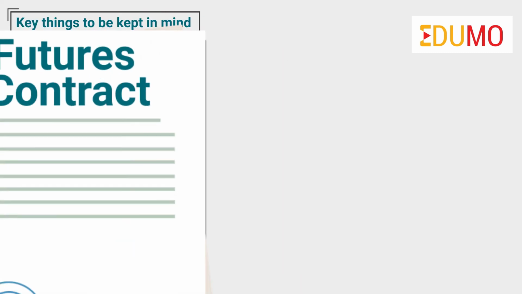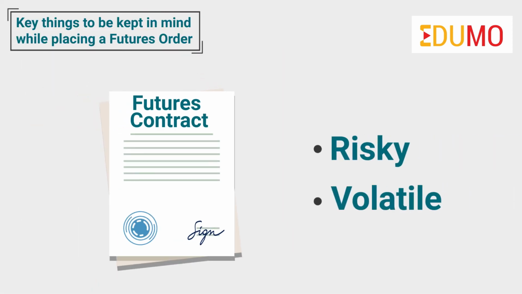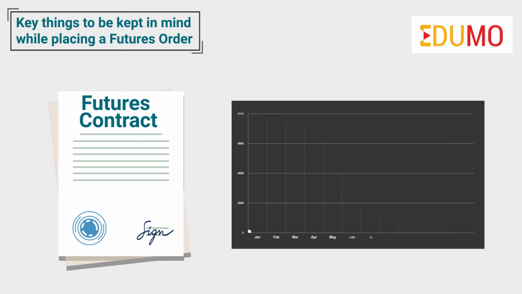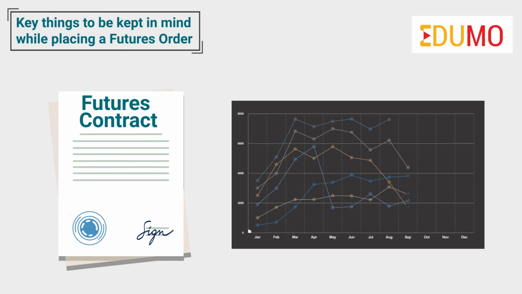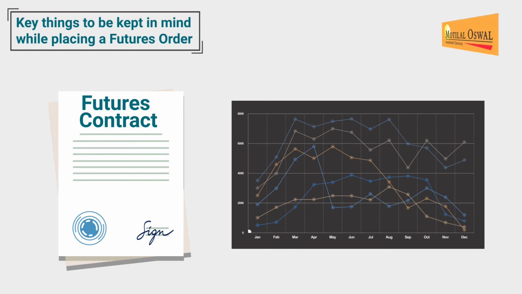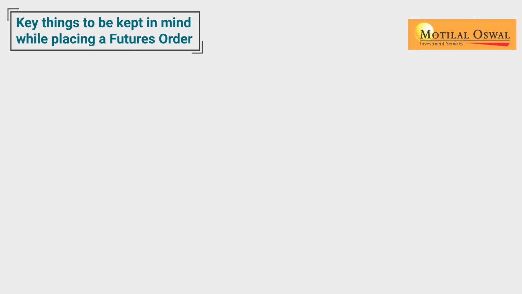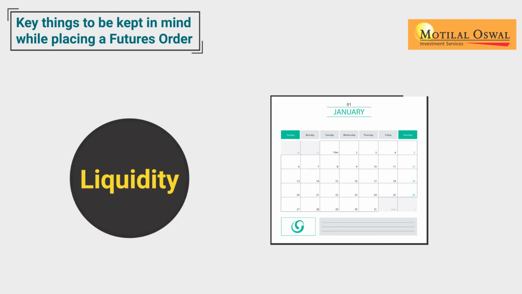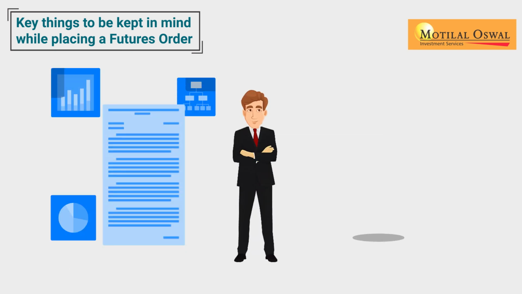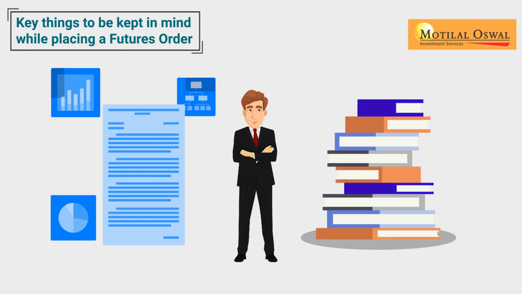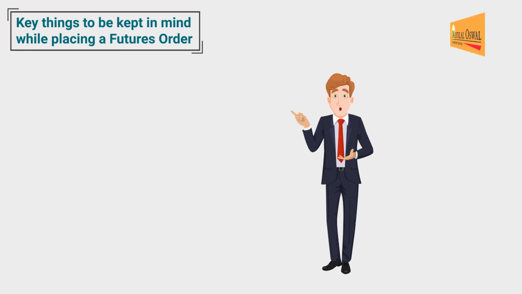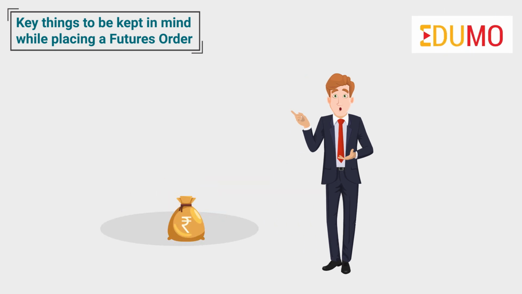A futures contract is very risky and volatile. As it moves due to every news flow, your margin paying capacity should be high. This means, since it has to be settled within the month, liquidity is the biggest concern. One has to be very well informed and educated before taking a futures contract, else one may end up losing even their capital due to little or no knowledge.